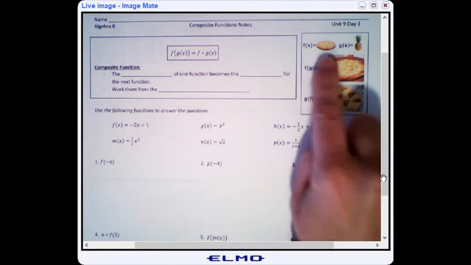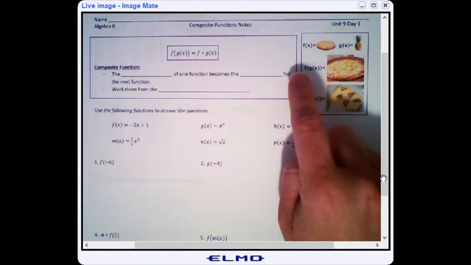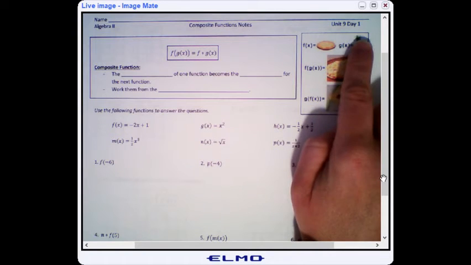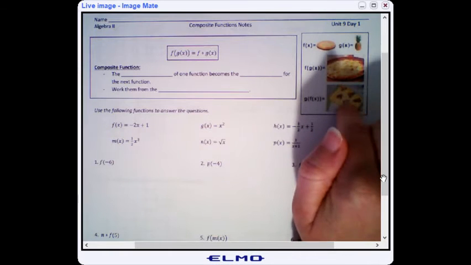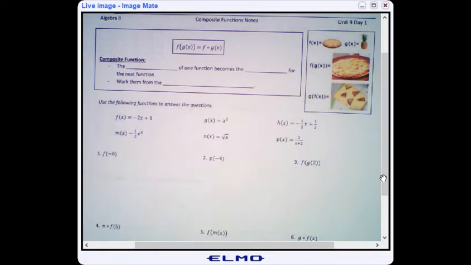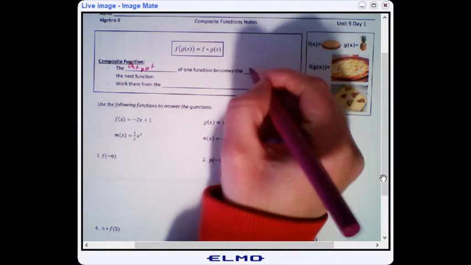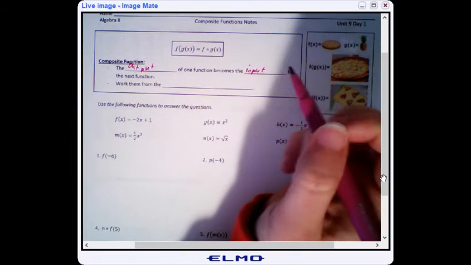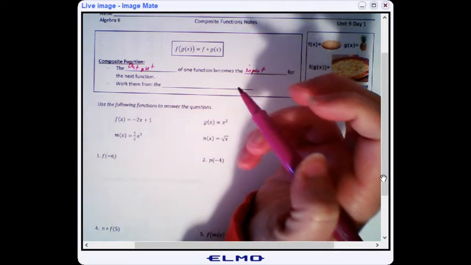So basically, if our pizzas are f of x and our pineapples are g of x, if we have f of g of x, we're going to take our pineapple and put it on our pizza. If we have g of f of x, we're going to take our pizza and put it on our pineapple. So all we're going to do is the output of one function becomes the input for the next function. We're going to work them from the inside out, or from right to left. So we're going almost backwards from how we read.